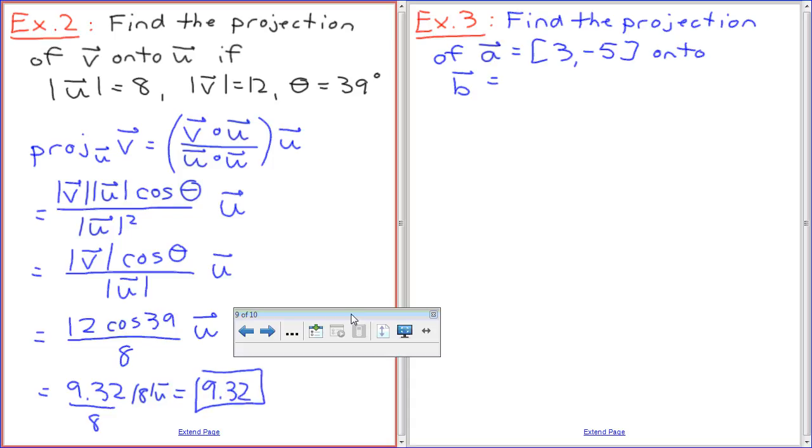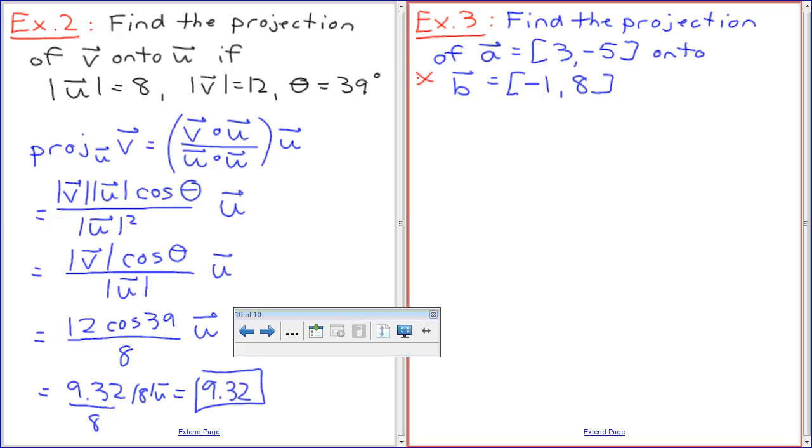I'll explain, let's go to this one, because this is the one that's sort of the crux of today's lesson. This is the one that you will be tested on. Okay, so the projection of A onto B. The way you write that is: the projection of A onto B.